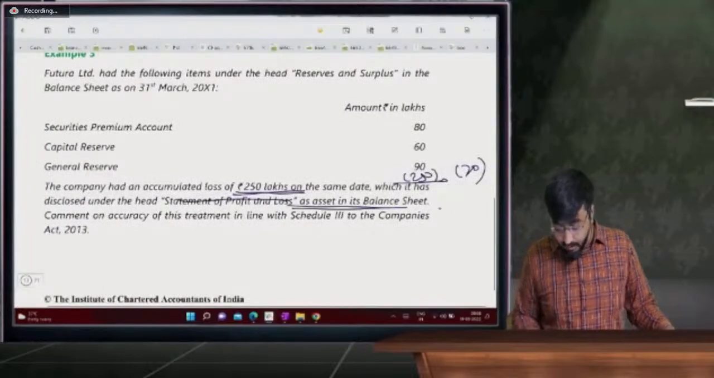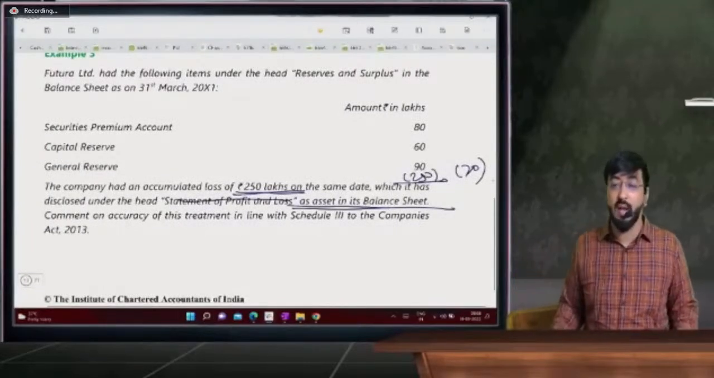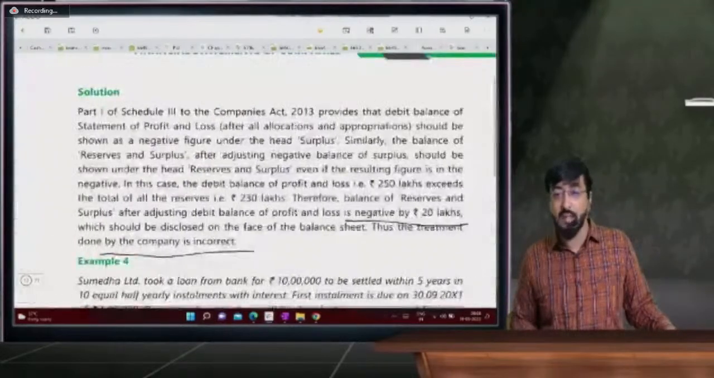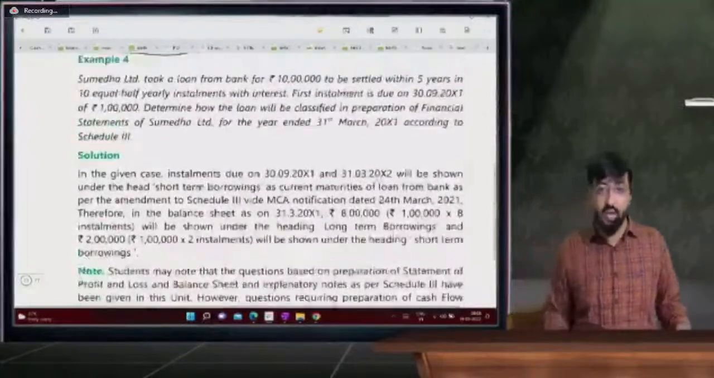And they have shown it under the asset side. No, beta, they can't show it under the asset side. This 250 lakhs of losses, previously it was there, but now, beta, it is compulsory to show it as a negative balance. Okay.